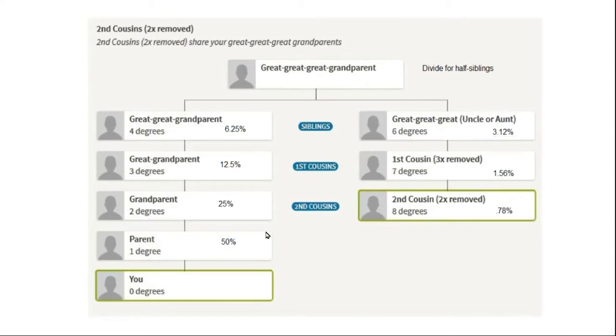Same thing for second cousins, twice removed. These are statistically the same as third cousins. You divide by half, divide by half, divide by half, divide by half, divide by half, divide by half. But by the time you get over here, you're at 0.78%.